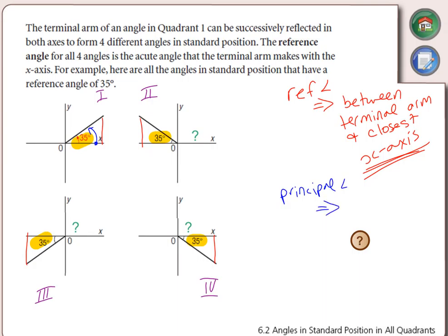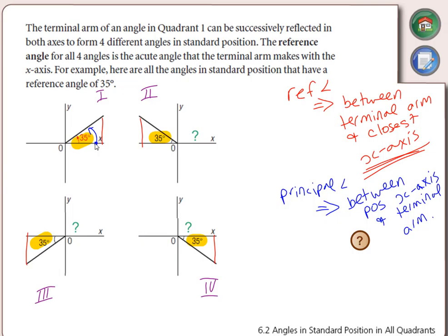So that's when we start at the positive x-axis all the way to the terminal arm. Very similar to reference angle, but it's between the positive x-axis and terminal arm. Both of these we're always measuring in the positive counterclockwise direction. We'll get to doing more with the other ones later on.